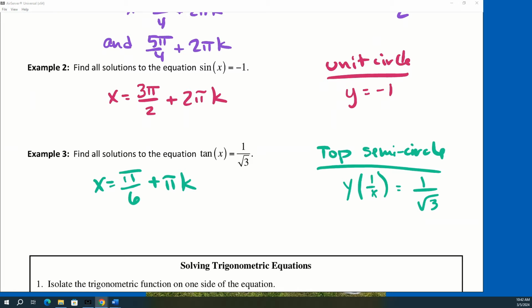All right, and then I said all those things, and then last class someone was like, well, what about 7 pi over 6? You could list it, but if I took pi over 6 and I added 1 pi to that, is it going to give me 7 pi over 6? It is. And so it's already in there, it's counted with the pi over 6 plus pi. We only have to use that top semicircle. It's going to take care of itself.